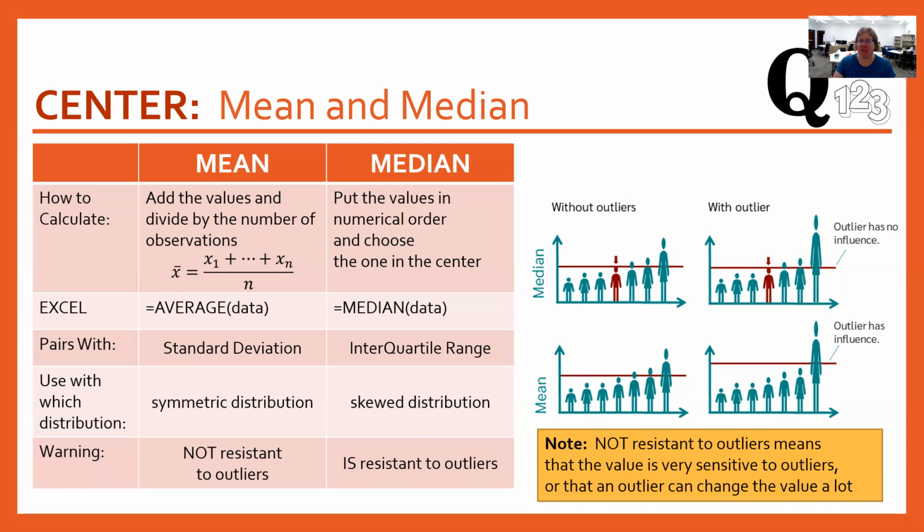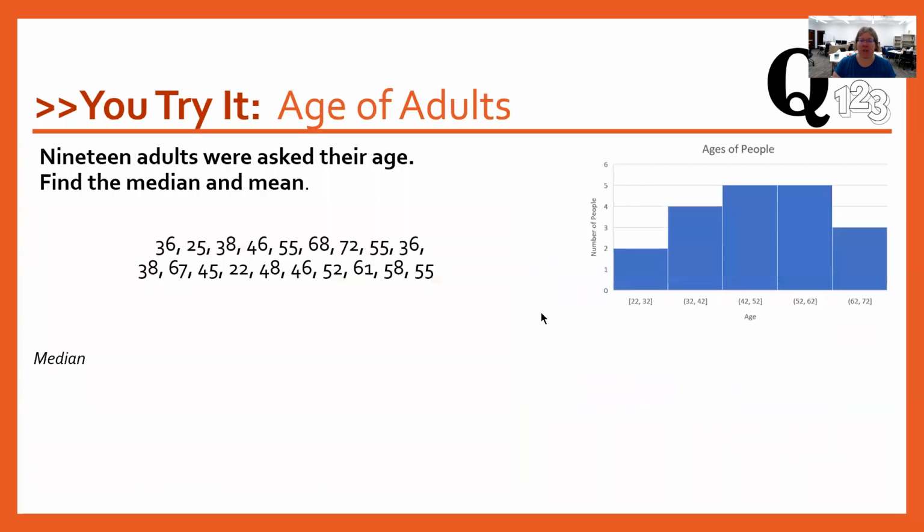Okay, so let's give this a try. You should see on your notes a list of 19 adults who were asked their age. I want you to go ahead and pause the video, and you're going to find both the mean and the median. So feel free to grab a calculator. Definitely don't add all those up by hand. And pause the video, give those a try, and then we'll come back and make sure we got the same values.